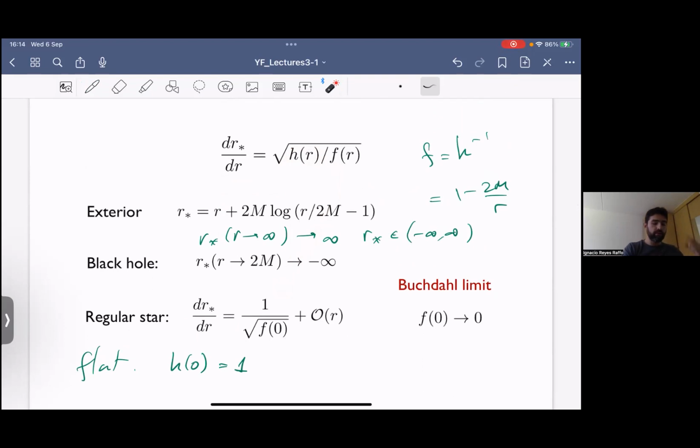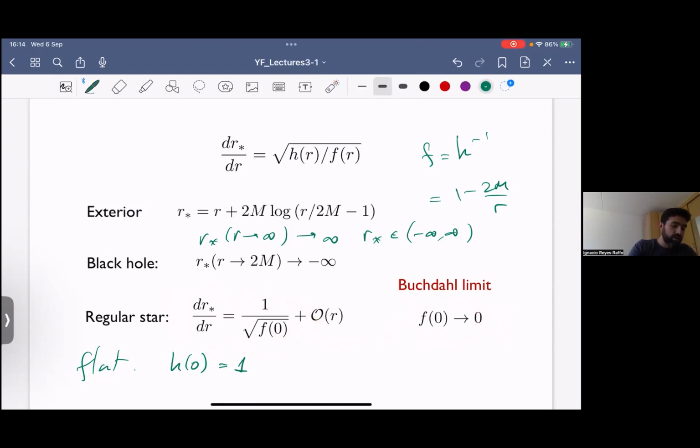But now you can remember that one of the defining features that characterize the Buchdahl limit is precisely that this function, which gives the redshift, goes to 0 at the origin. Meaning that in the Buchdahl limit, the variation of the tortoise coordinate with respect to the standard Schwarzschild coordinate blows up, right? Because this thing is going to 0, therefore this thing is going to infinity.